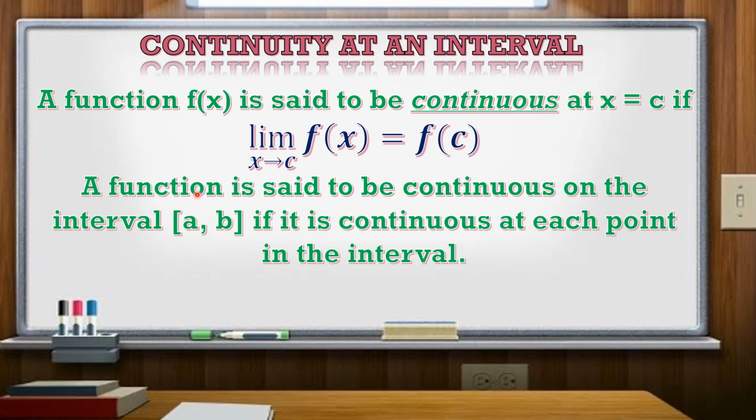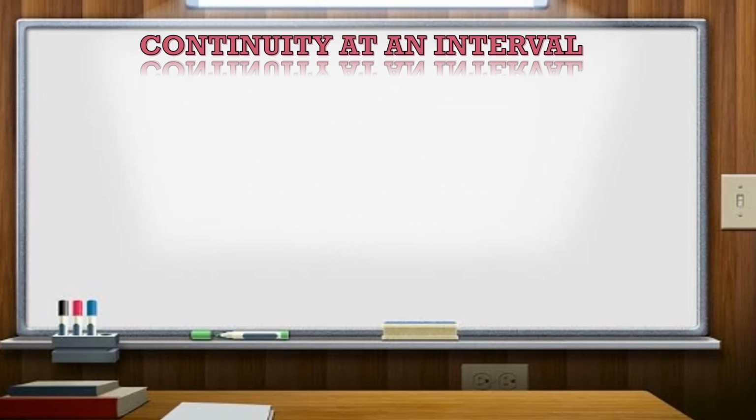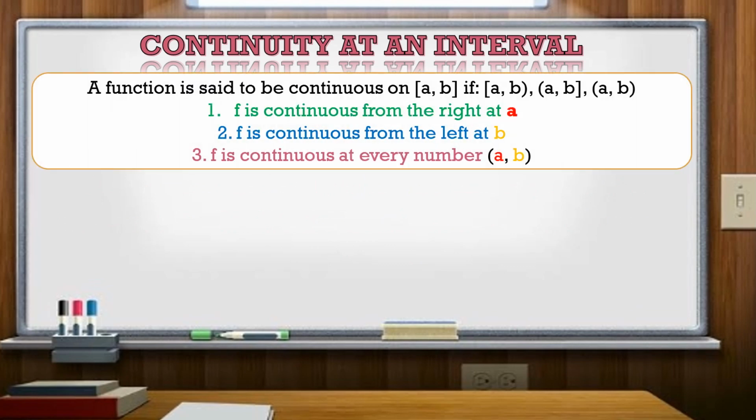And also, our function is said to be continuous on the interval [a, b]. Dito naka-enclose siya sa bracket. Anong ibig sabihin nito? We're looking for the possible values of x, including your a and b, and all possible values of x in between a and b. Yan yung ibig sabihin ng interval natin na naka-enclose sa brackets, if it is continuous at each point in the interval. Meron tayong tatlong conditions para masabi natin na yung function natin is continuous.